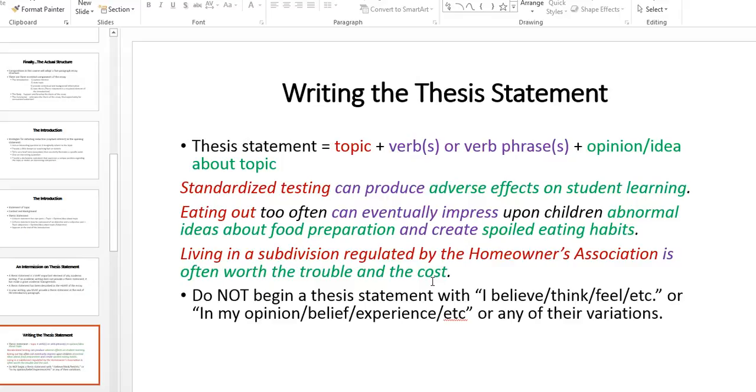Do not begin a thesis statement with I believe, I think, I feel, or in my opinion, in my belief, or in my experience, because it is a given, right? And that is how you reveal yourself to be an inexperienced writer, or a writer not understanding the principles of academic writing.